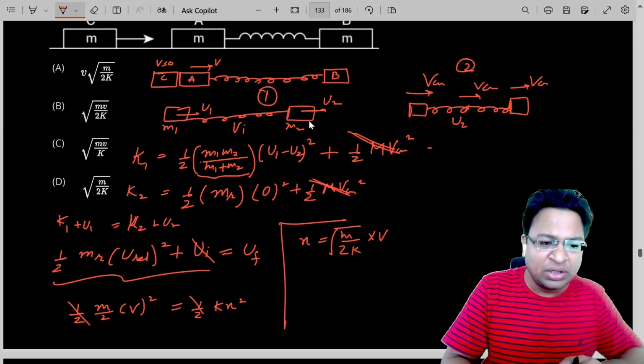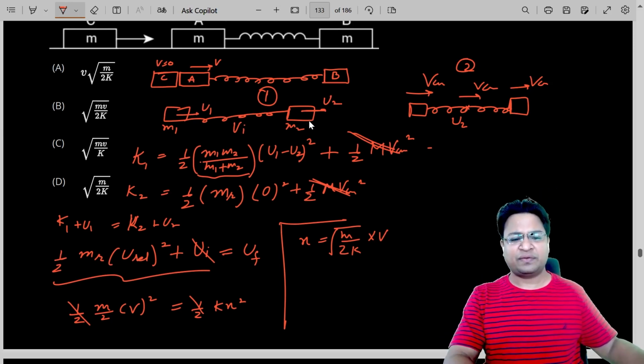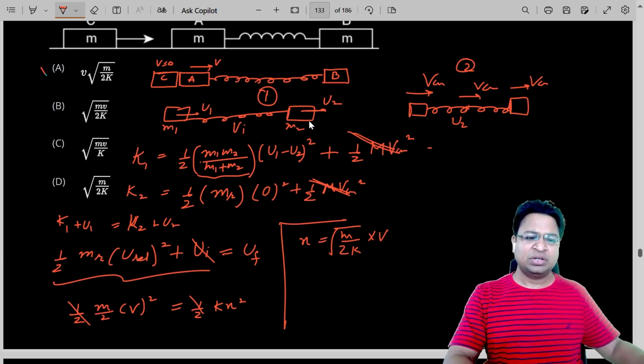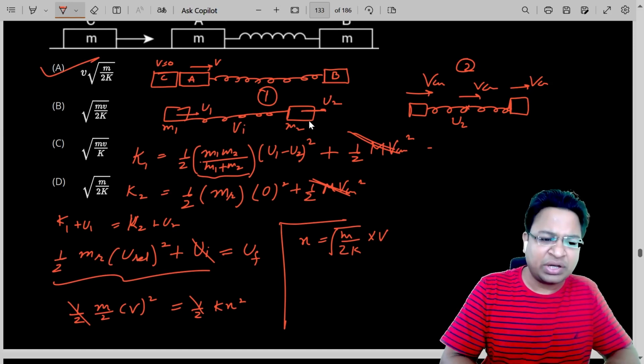m by 2k, root of this entire thing into v. Okay. So option A looks to be the correct answer.